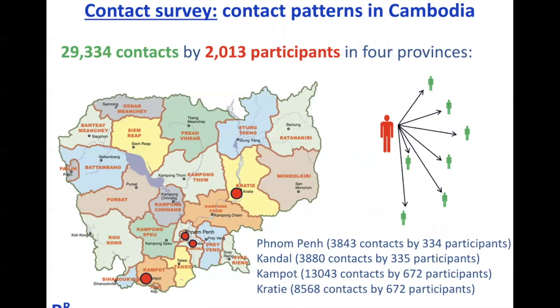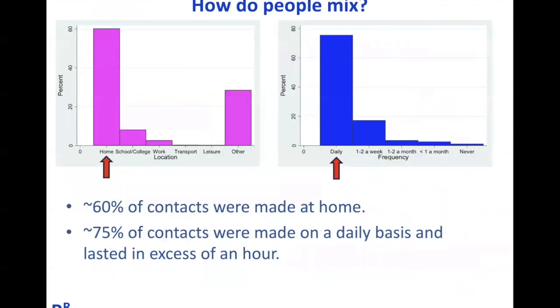We looked at four places: Phnom Penh, Kandal, Kampot, and Kratie. We tried to identify how many contacts by how many participants took place, in order to get some information about how people mix. For example, 60% of contacts were made at home, and 75% of contacts were made on a daily basis and lasted in excess of an hour. This is the situation in Cambodia.